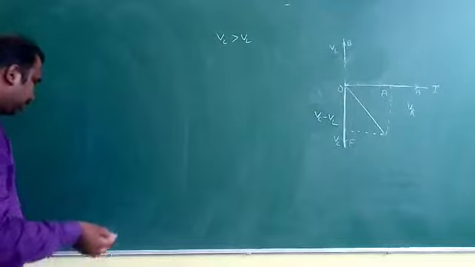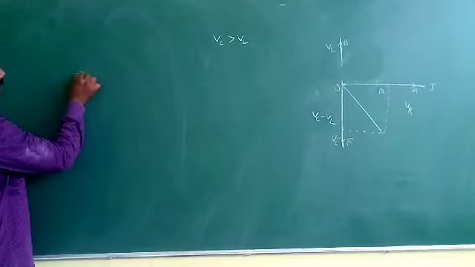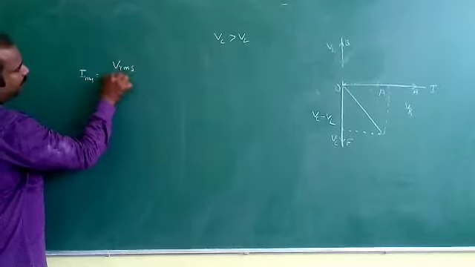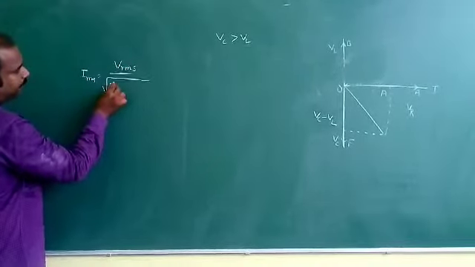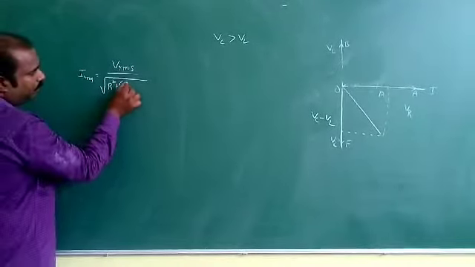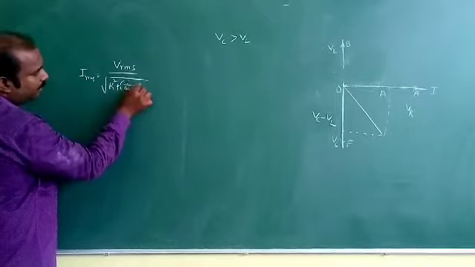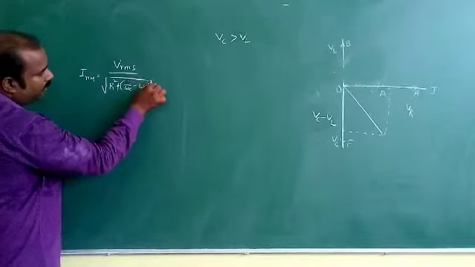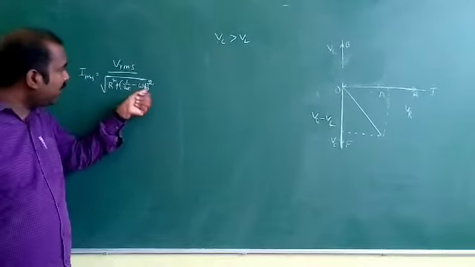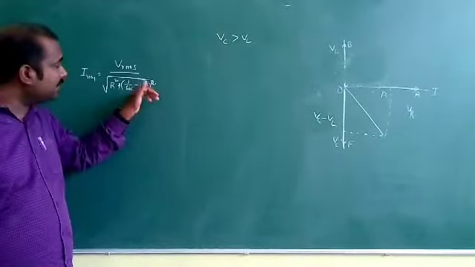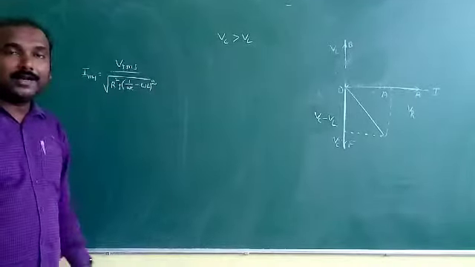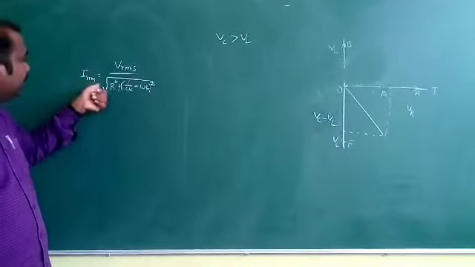Then how does the equation change? IRMS is equal to VRMS by square root of R square plus 1 by omega C minus omega L whole square. In the previous equation, it was omega L minus 1 by omega C whole square, because inductance was dominating the capacitance. But now capacitance is dominating the inductance. In such a case, the equation will be like this.